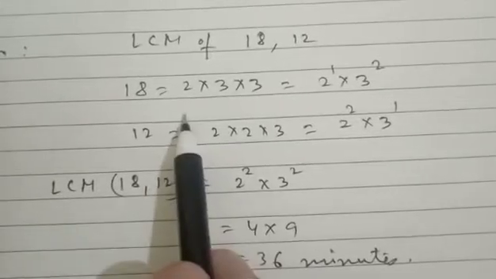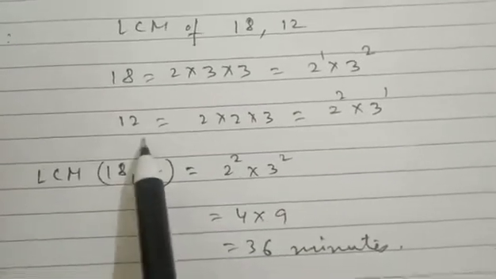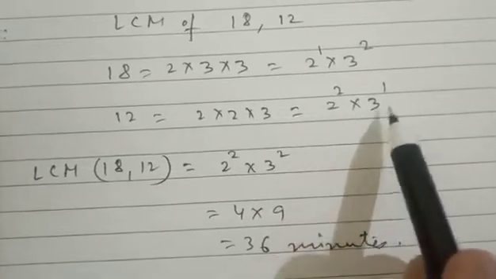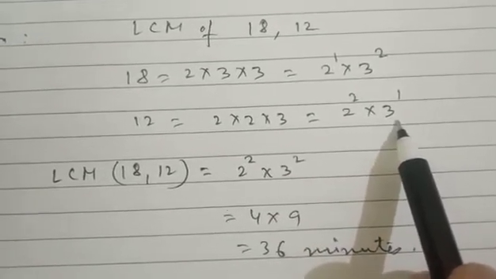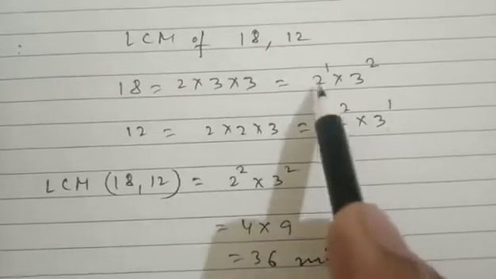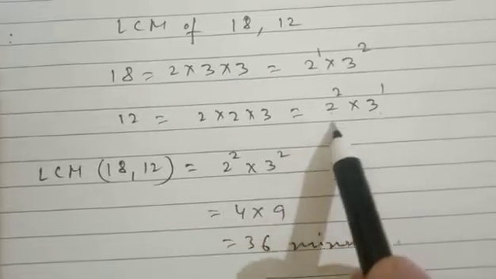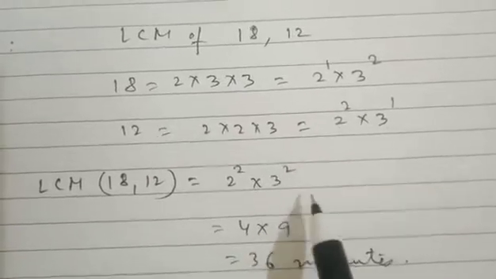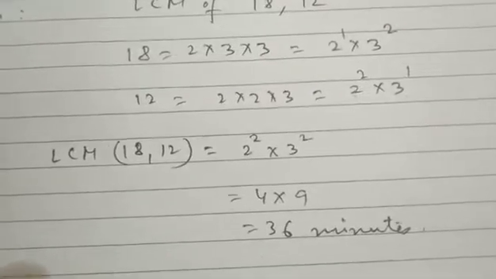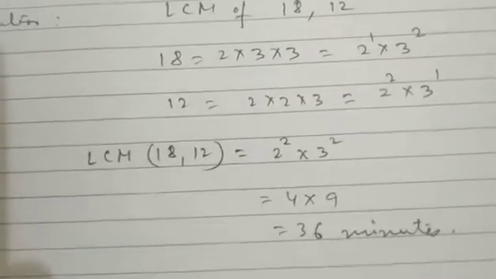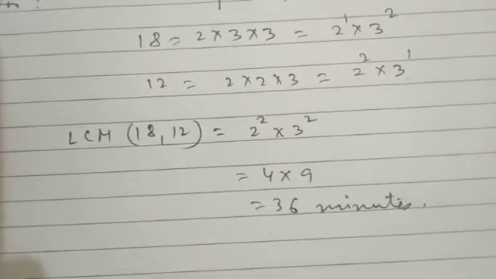The prime factor of 18 is 2 power 1 into 3 power 2. Prime factor of 12 is 2 power 2 into 3 power 1. As we know, we will take up the LCM, and in that we will take up the highest power of the factors. So we'll take the highest power of 2, that is 2 power 2, and the highest power of 3, that is 3 power 2, which is going to give me the answer as 36 minutes. That means the two persons will meet after 36 minutes.